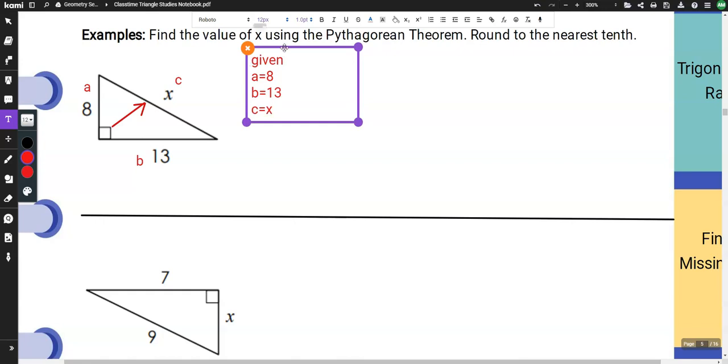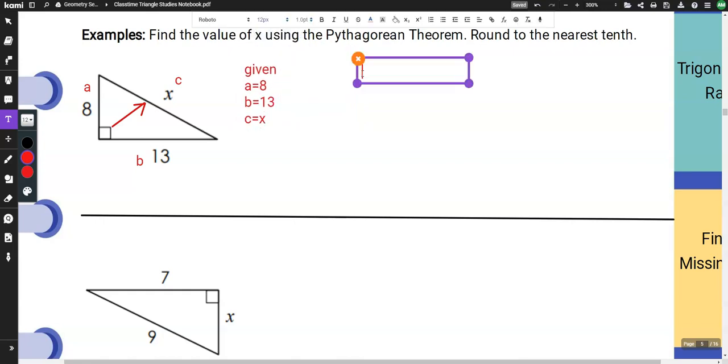Now again, it doesn't matter which one is A and which one is B, so long as the hypotenuse is C. But you'll notice that everyone tends to have a pattern that they use. I tend to just go left to right. So whichever side I get to first is usually A, and the other one is B. So in this case, I got to 8 first and then 13.